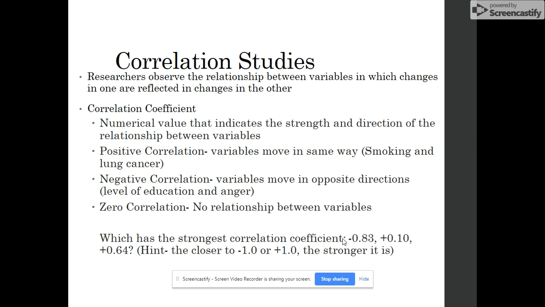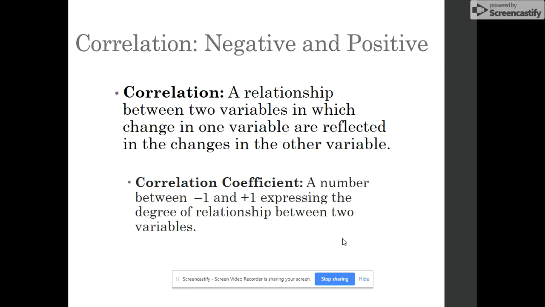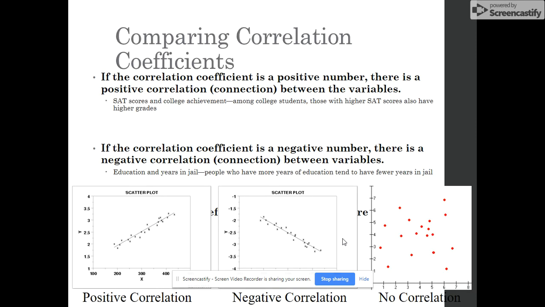So like the level of education and anger, which can happen. And I'll do some better ones here in a second. And then a 0 correlation means that there is absolutely no relationship between the variables whatsoever. So again, a different definition: a relationship between 2 variables in which a change in one variable is reflected by a change in the other. Again, it's talking about the correlation coefficient.